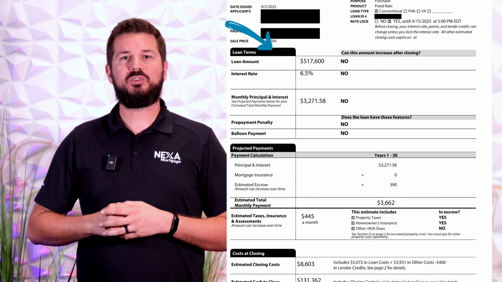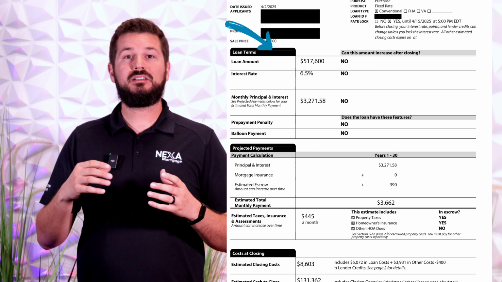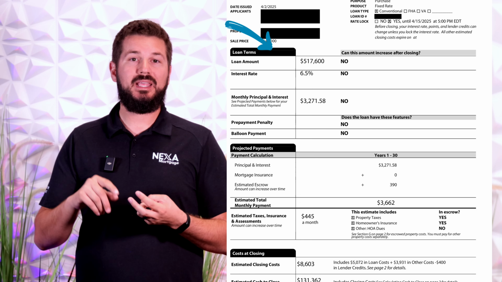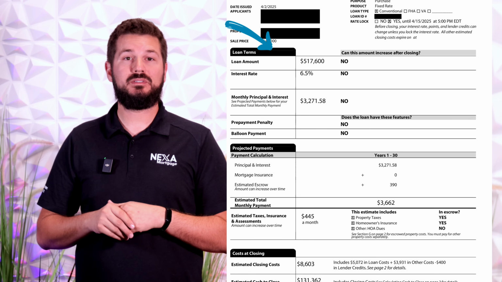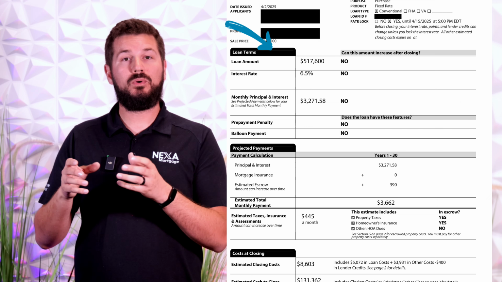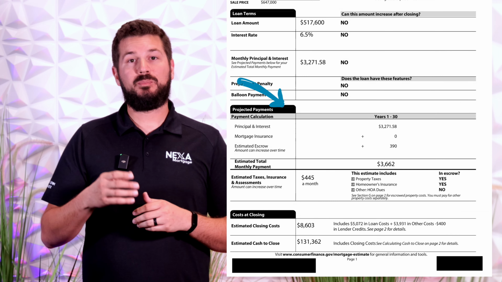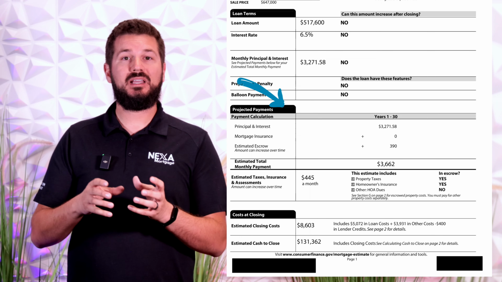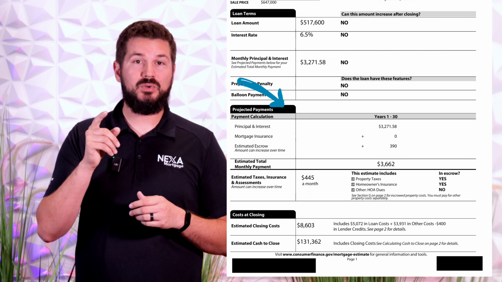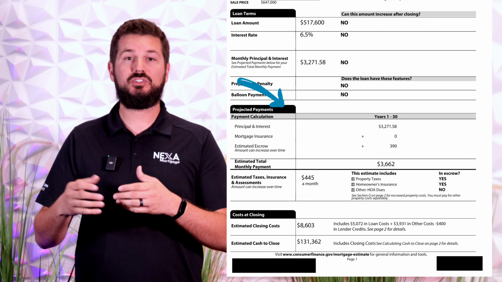So below that section, we have the loan term section. This includes your loan amount, interest rate, and monthly principal and interest payment. It indicates if there's a prepayment penalty or a balloon payment. Below that, we have a projected payment section. This breaks down your total monthly payment and includes what's going into your escrow account for taxes and insurance.